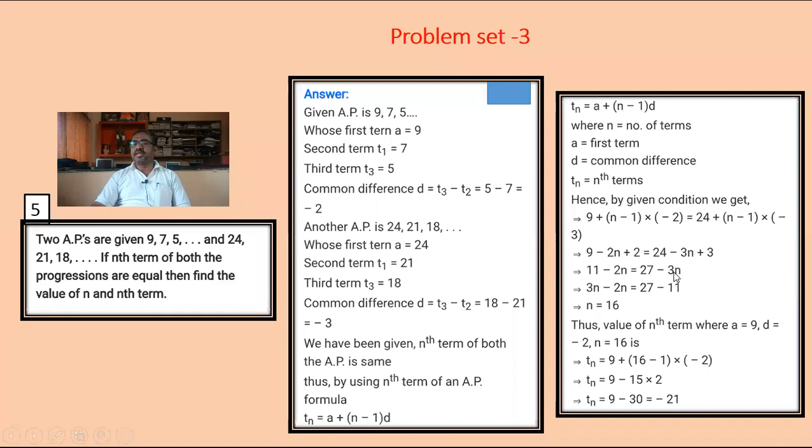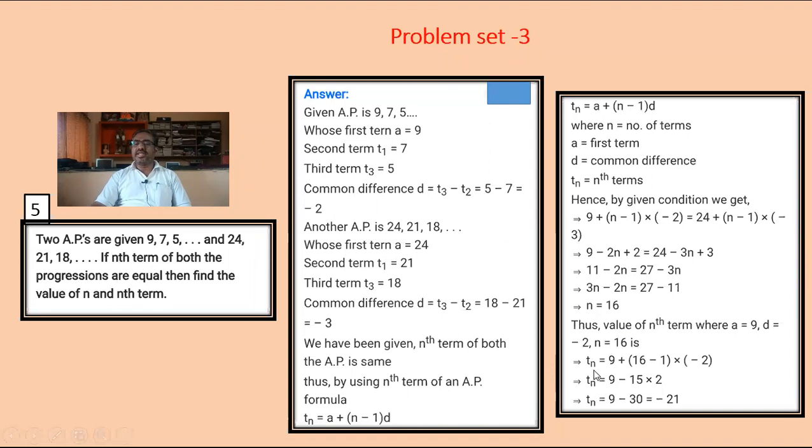This minus 3n goes on the LHS, then we get plus 3n minus 2n. Plus 11 goes on the RHS, then we get minus, 27 minus 11. 3n minus 2n is equal to n, and 27 minus 11 is equal to 16. Therefore, n is equal to 16. The nth term of the arithmetic progression, therefore, a is equal to 9, d is equal to minus 2, and n is equal to 16.